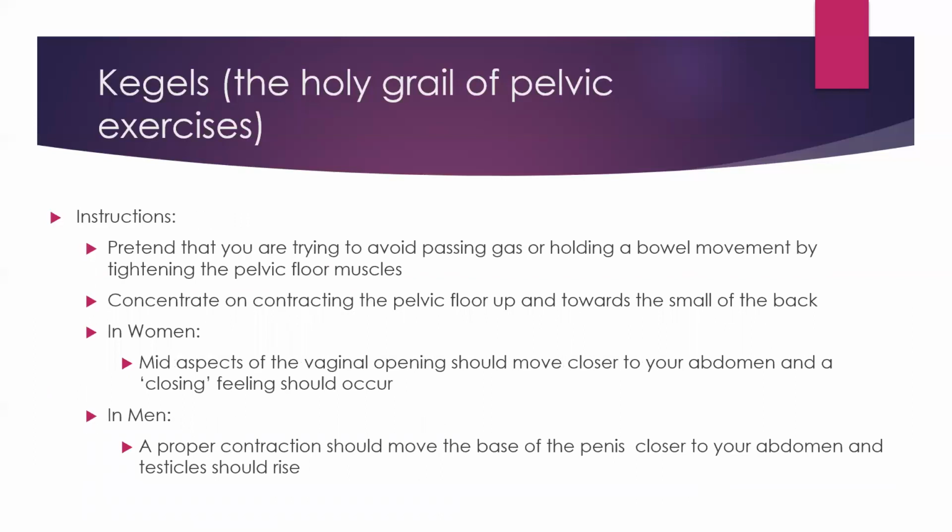So here's some easy instructions. Pretend that you're trying to avoid passing gas or hold in a bowel movement by tightening the pelvic floor muscles. Concentrate just on the pelvic floor and pull it up and back towards the small of your back. In women, the vaginal opening should move closer to your abdomen, and a closing feeling should occur, right? In men, proper contractions should cause the base of the penis to move closer to your abdomen, and your testicles should rise. That's a proper Kegel, okay?